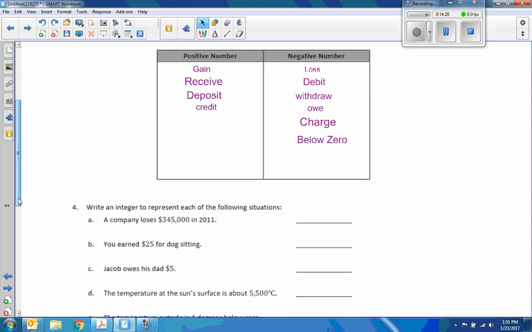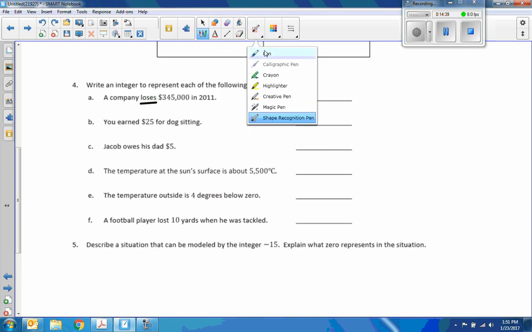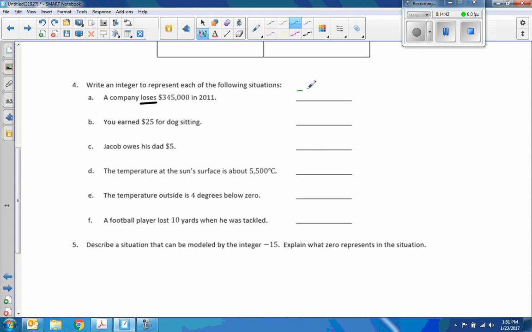Okay? And then finally, moving on to the last one, it says write an integer to represent each of the following situations. So a company loses. So if a company loses, that's a negative $345,000. Okay. Probably going to start using this more because it's so hard to write in pen if it's not very legible. This is okay. You earn $25 for dog sitting. Earn is the key word. Earn means positive, so that's just simply going to be $25.